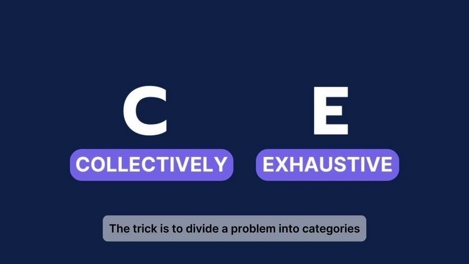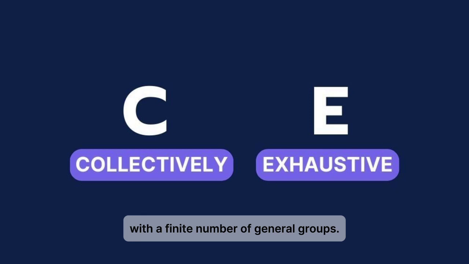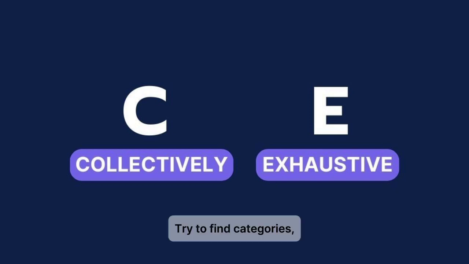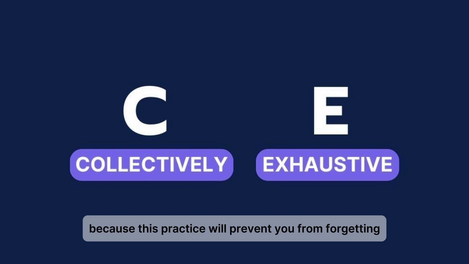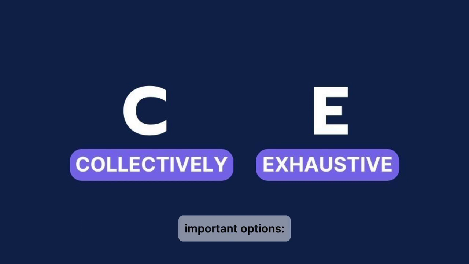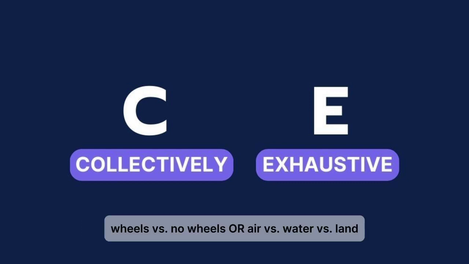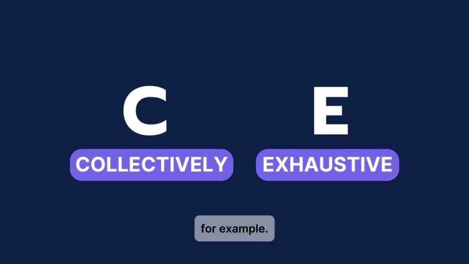The trick is to divide a problem into categories with a finite number of general groups. Try to find such categories because this practice will prevent you from forgetting important options. Wheels versus no wheels, or air versus water versus land, for example.